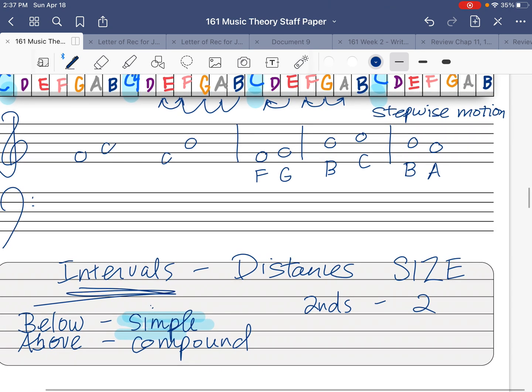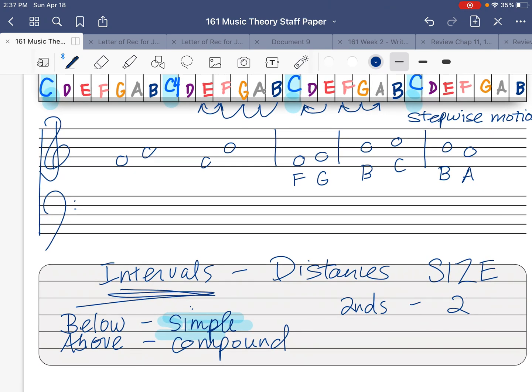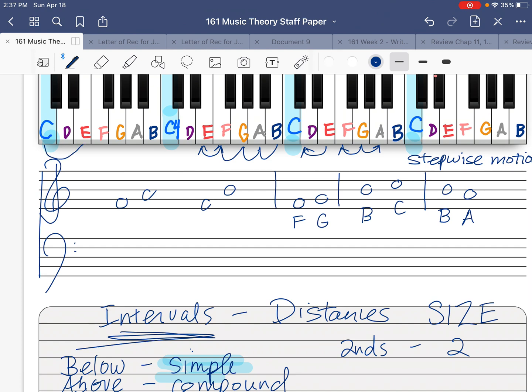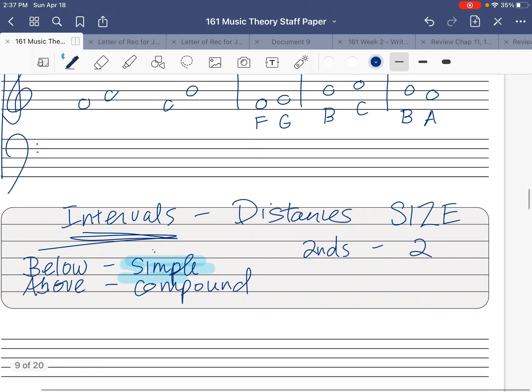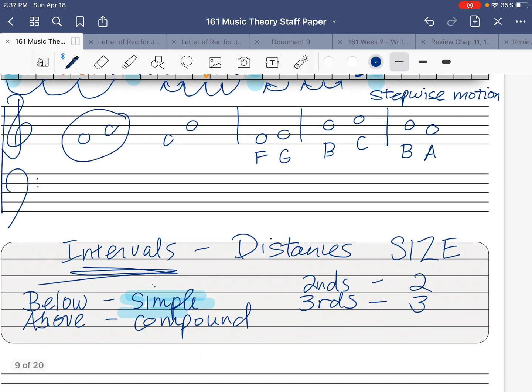So now let's talk about other sizes. When you skip letters, C to E, E to G, G to B, those are called thirds, and we label it 3. So a third would look like this. This would be F to A, because we're skipping the G. There's a G there and we're skipping it. F can go to D. That's also a third. A to F, that's also a third. So all of these are thirds.